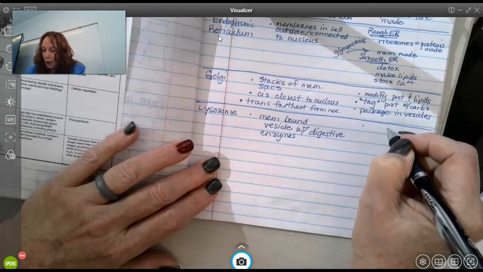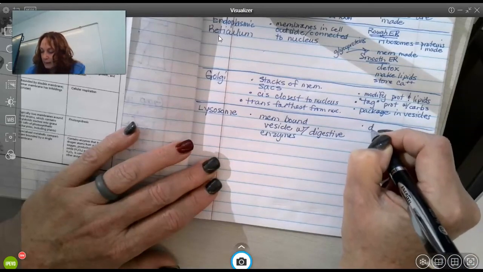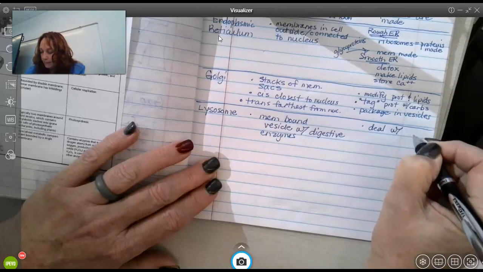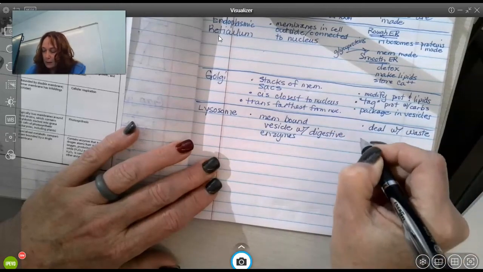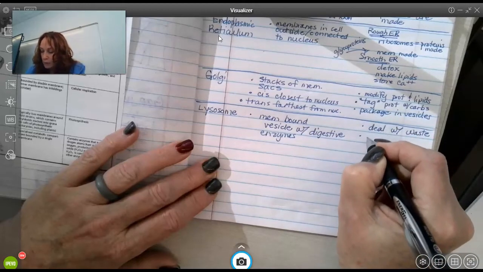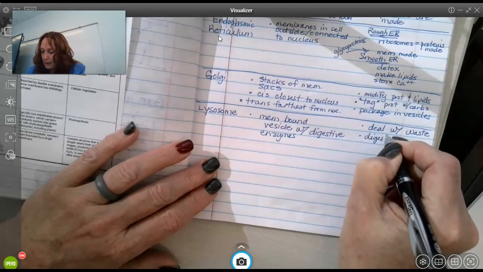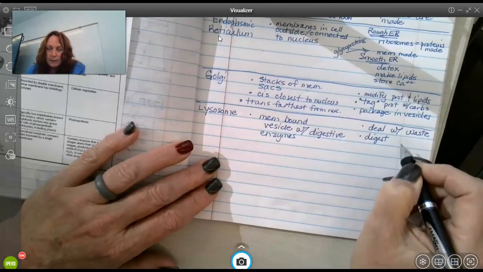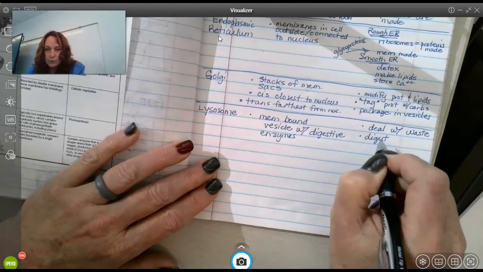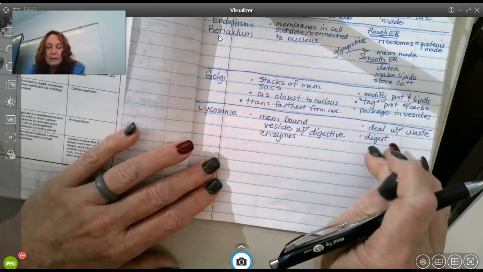So its job is to deal with waste. So it's going to digest the waste, and or it's going to digest anything, like even old organelles, materials brought into the cell. So it's all about waste processing.